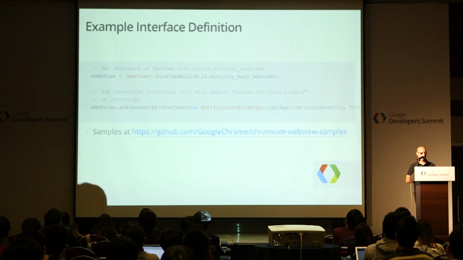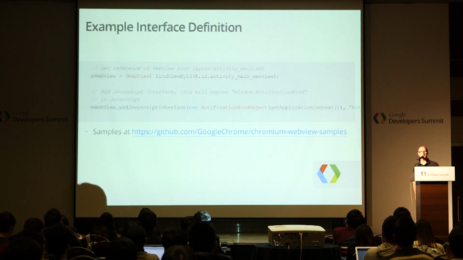So I'll just show you a couple of examples of that kind of code. So here's an example where we've added a new JavaScript interface. Can everybody read that okay at the back? No? Yes?